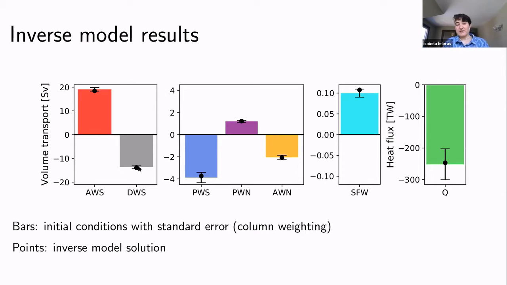The first thing you can see here is that the points don't actually look very different from the bars. And that's quite encouraging because it means our observations are close enough that they're getting a reasonable picture. So we don't have to change any of these inputs or outputs dramatically in order to close the budgets of volume, salt, and heat. The only exception is perhaps the surface freshwater fluxes, which the inverse model shows us that we need more than the initial conditions.